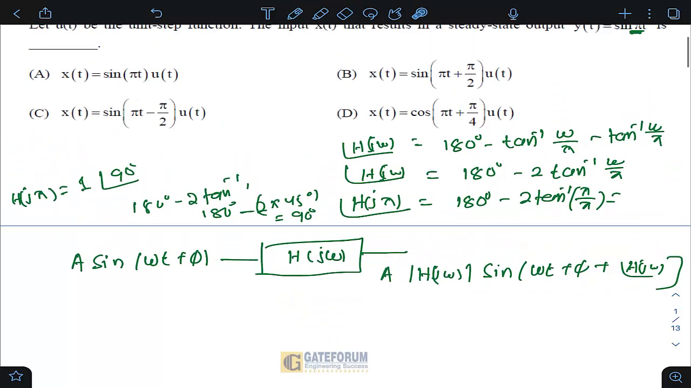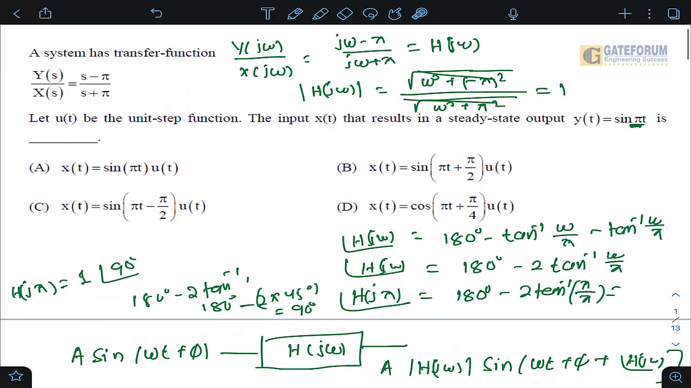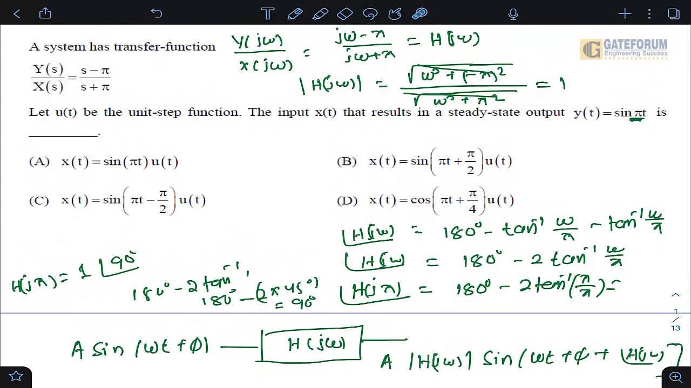So the magnitude is 1. I am not evaluating this magnitude at a specific frequency, like in the phase case where I substituted omega equals pi and evaluated. It is not required here because this is 1 for all frequencies.